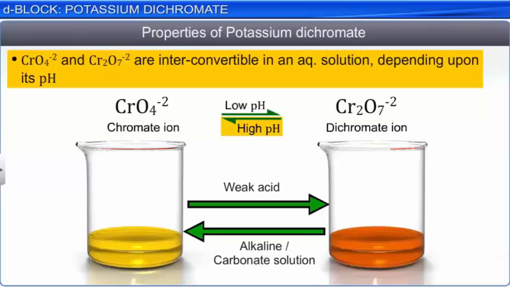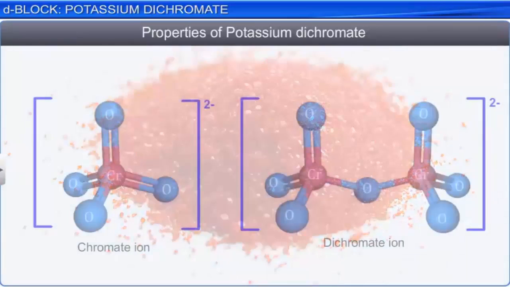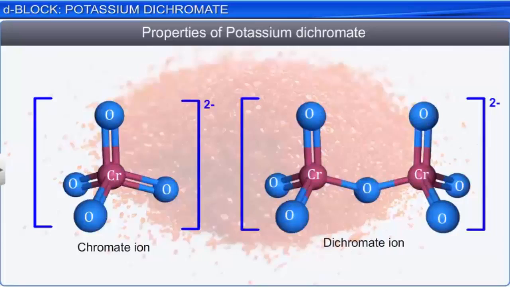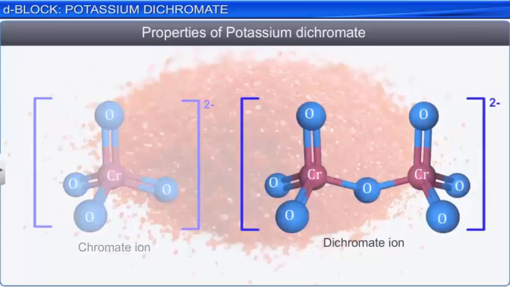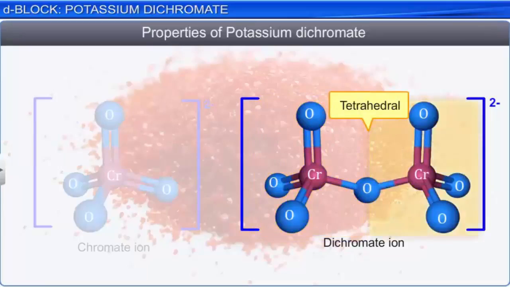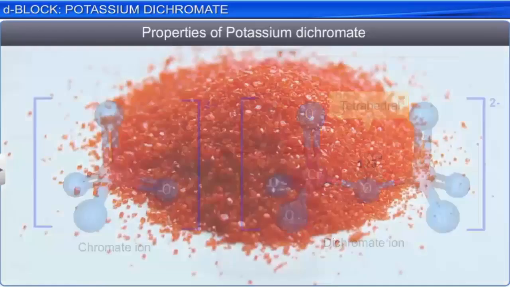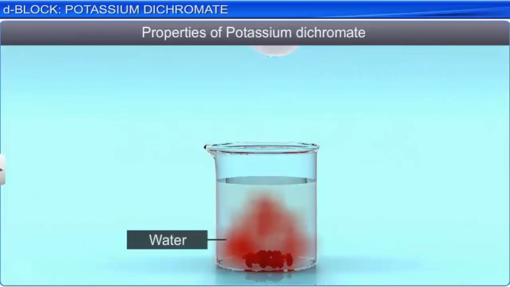The structures of the chromate and the dichromate ions are given here. While the chromate ion is tetrahedral, the dichromate ion consists of two tetrahedra sharing one corner with a Cr-O-Cr bond angle of 126 degrees. Sodium dichromate is highly soluble in water and is widely used as an oxidizing agent.